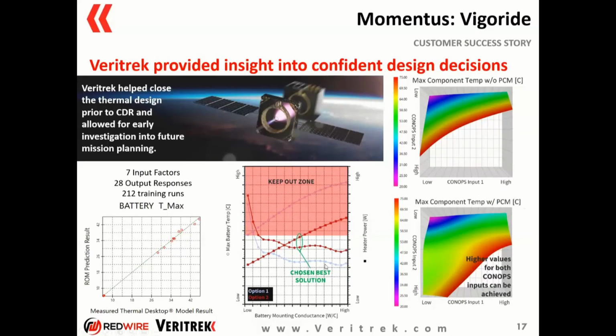So they used Veritrek's 2D parametric sweep or factor sweep analysis to look at multiple design options and choose a best design solution based on multiple output response requirements and types, heater power and max battery temperature in this example. And then doing some trades on different ConOps.